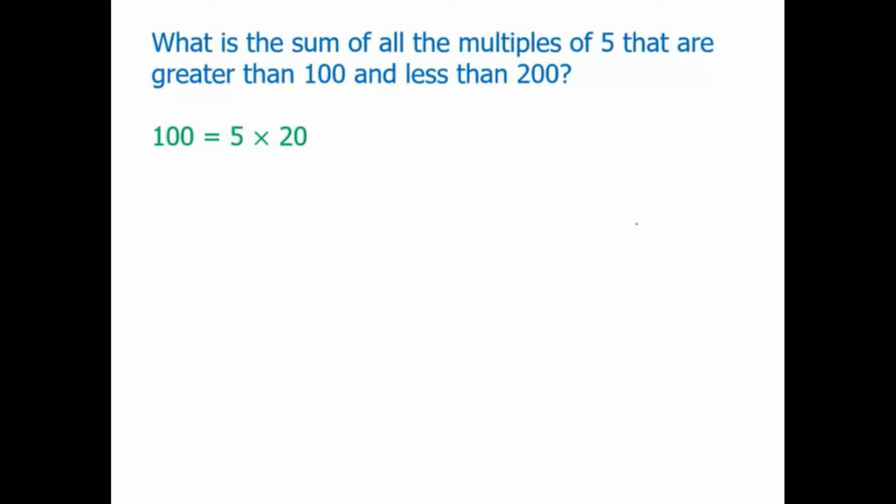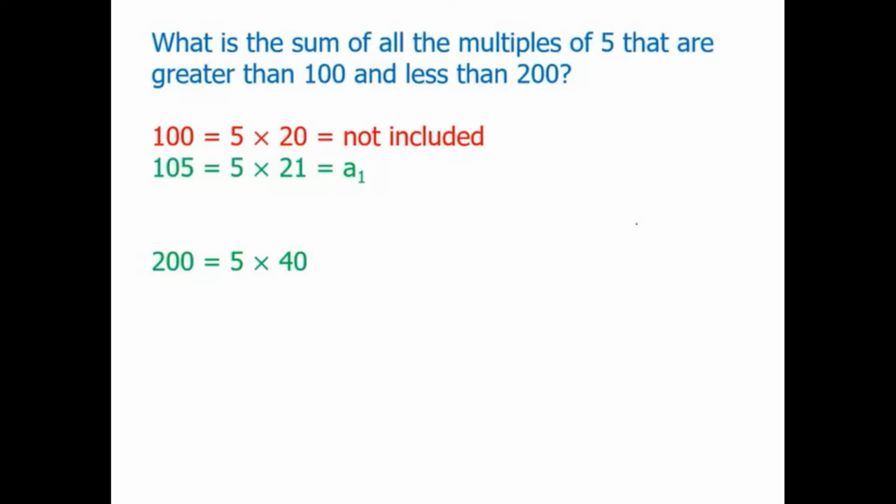So first of all, let's think about this carefully. Obviously, we know that 100 is 5 times 20. Well, that's not included. But the first number that would be included is 5 more than that. So 105, well, if we add 5, we have one more factor of 5. That has to be 5 times 21. That's included. And that is a sub 1, the first term. At the other end, we know that 200 is 5 times 40. That's not included. But if we subtract one factor of 5, we will have one factor fewer. That would be 195, which has to be 5 times 39. And that is the last term.